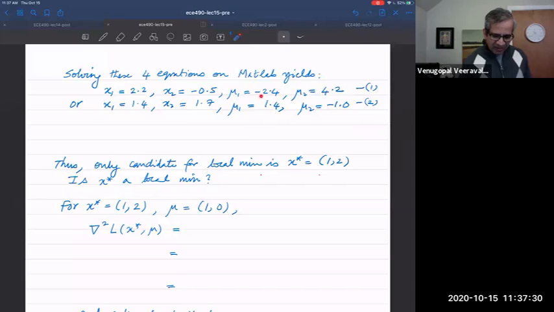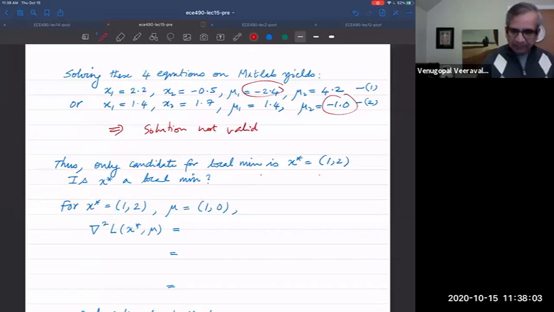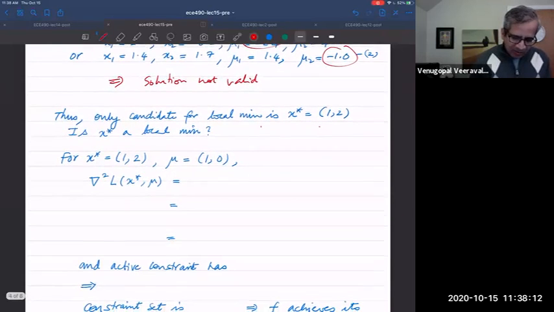But notice that there's a mu1 here that's negative in this first solution. And then in the second solution, mu1 is positive, but mu2 is negative. Okay, so again, these solutions are not valid because one of the mu's is negative in both solutions. That's because of this one and this one. So the only candidate for a local minimum is x star equals (1, 2).